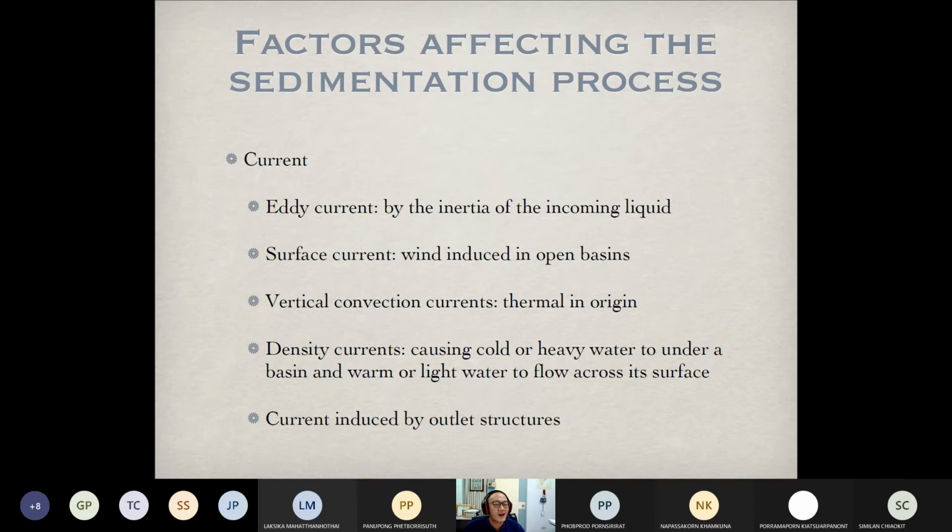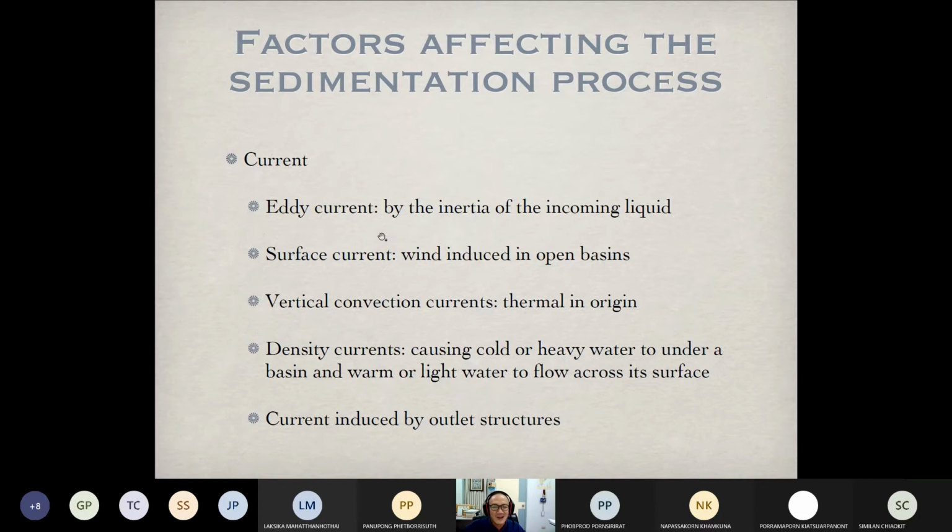So this will disturb the sedimentations of the particles. So we have to be aware of this. Eddy currents are actually the currents that occur due to the inertia of the incoming liquids. I assume that you have already learned it in, I'm not sure, fluid mechanics or hydraulic engineering. It's a kind of current usually caused by the inertia of the liquids.